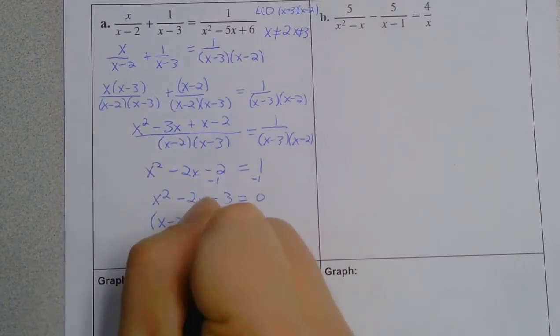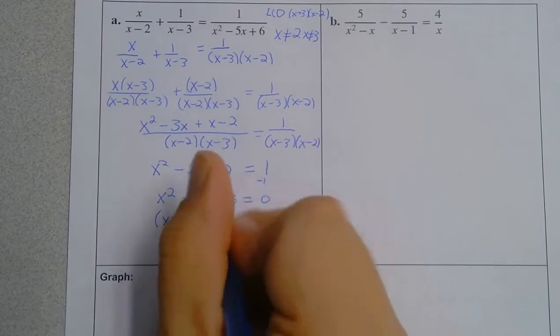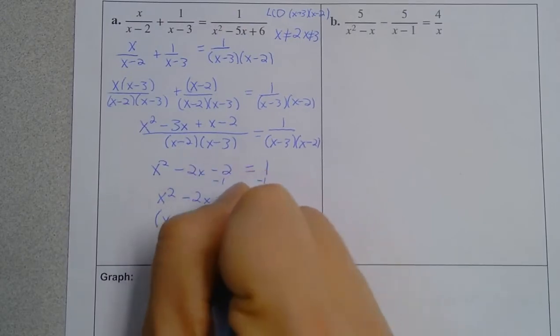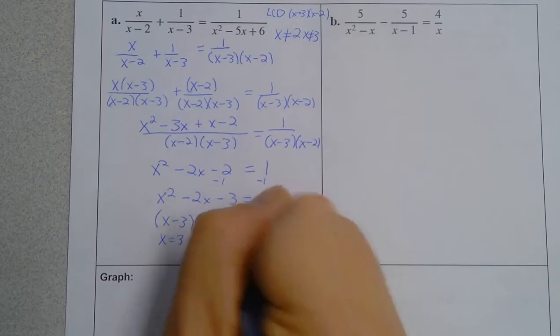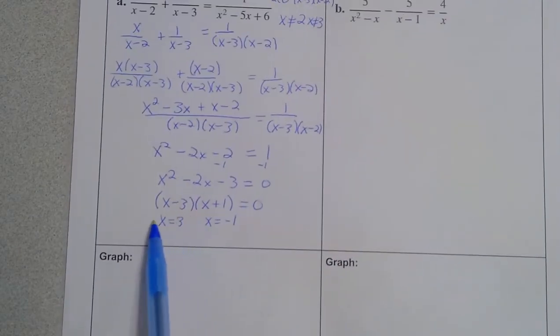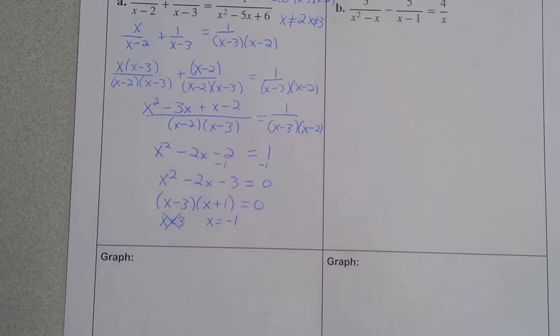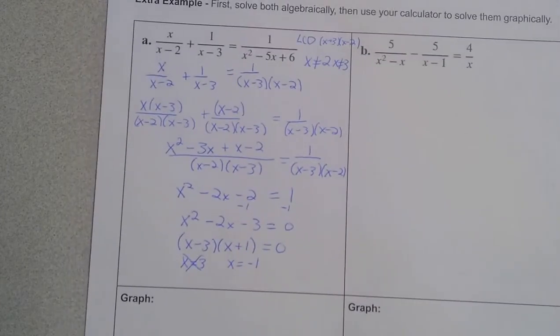So now what I'm going to do is use that zero product property to solve. So x equals 3, because x minus 3 is 0, would give me the equation x equals 3. And setting x plus 1 equal to 0 would give me x equals negative 1. Now, in looking at this, one of the domain restrictions is x cannot equal 3. So that is not a solution. So what we're going to do now is look at our graph.